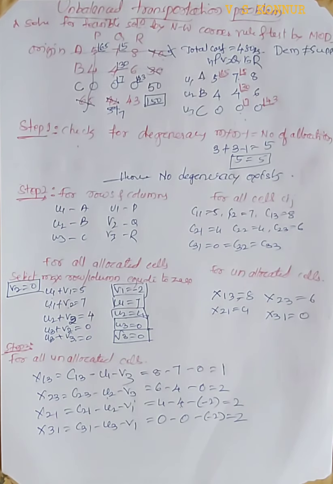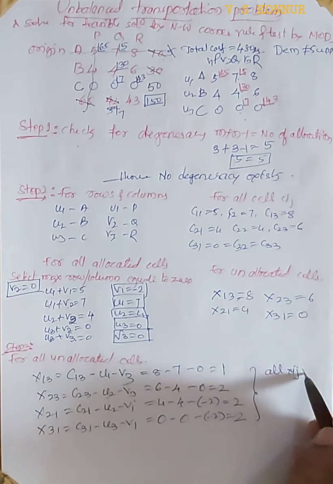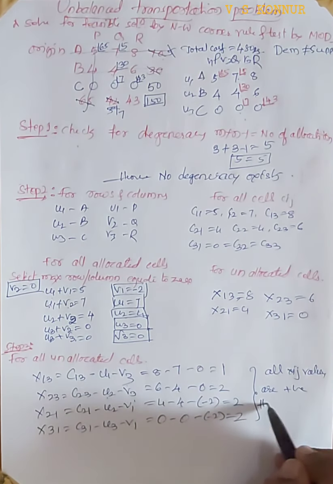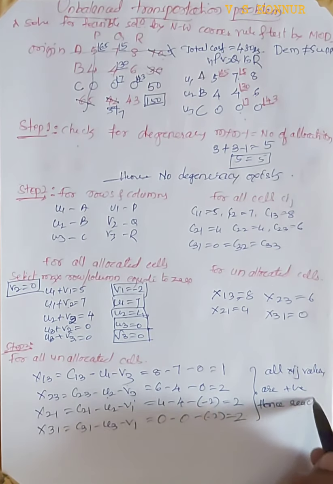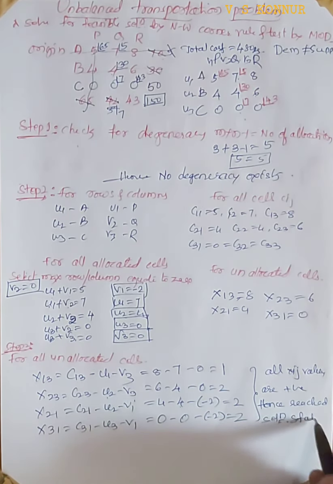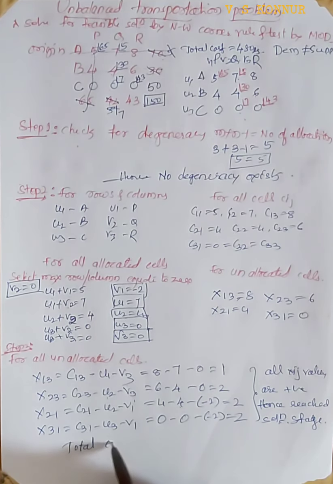Here all the values are positive. Hence the solution stays. Then we have to calculate total cost. So that is equal to, already I calculated, 480 rupees.